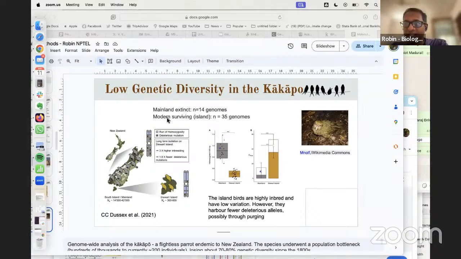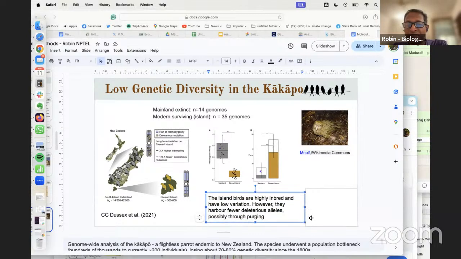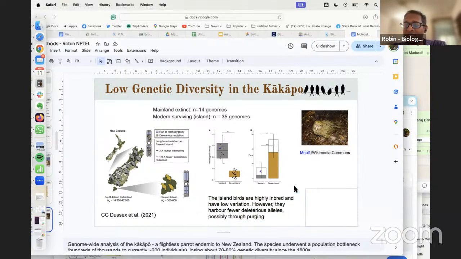But there are some amazing things that happen in populations, and that's this thing called purging. That's the one thing that was there in the slide. Now, what purging means is that, let's say the individuals with those deleterious alleles just die. It's so deleterious that they just die, which means that the rest of the population survives. And this is what is called purging.